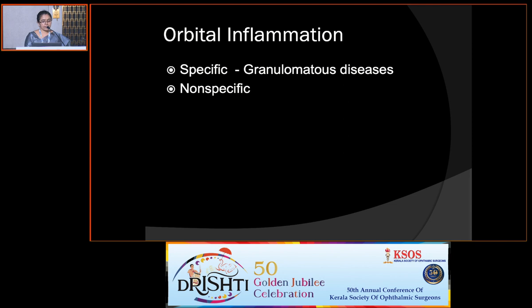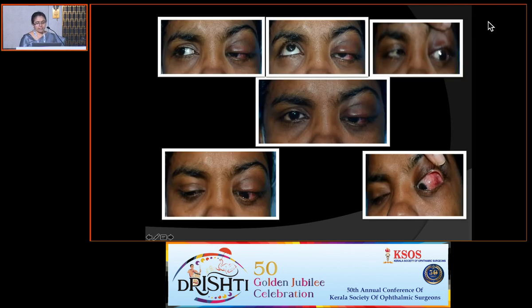Coming to the next set of lid edema, that is inflammatory. Orbital inflammation can be either specific or non-specific. Specific are primarily granulomatous diseases, then the non-specific. So this is a young patient who presented to us with lid edema. We can see the nature of the lid edema. It is primarily localized to the lateral orbit. So she had dacryoadenitis. You can see the enlarged lacrimal gland.